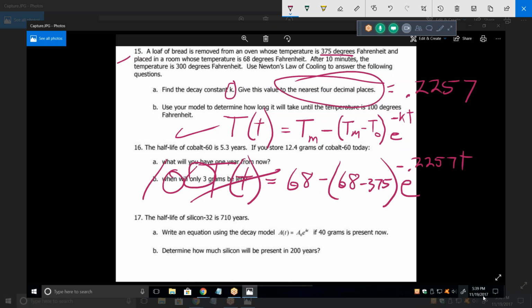Let's see. You divide, or no. Remember, you get the 68 minus 375. You're trying to isolate that. So I divide everything by a positive 307. Then what's the next step? You take the natural log of both sides. Okay. And I know you know what to do after that. So let's do another one.